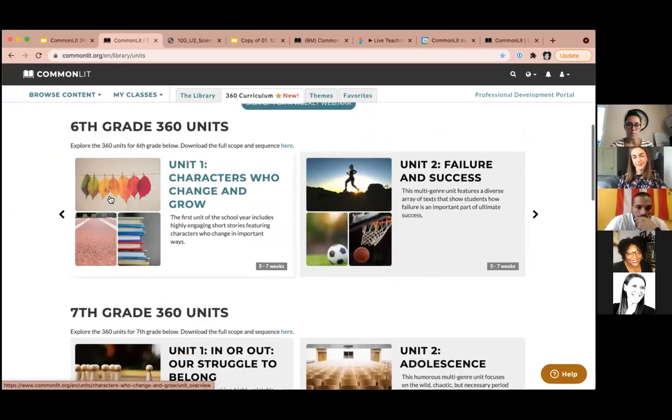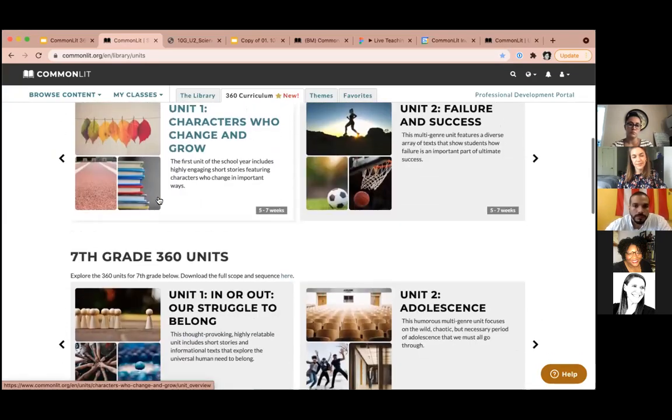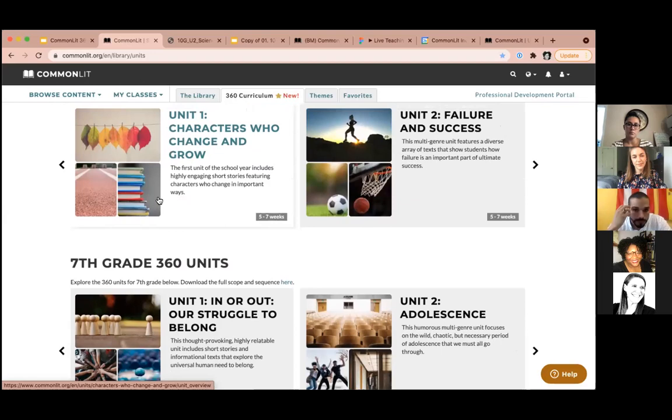So here we have in 6th grade, unit 1. So all of our unit 1s are focused on students building strong skills around short stories. And so students are really digging into literary devices and also literary elements and what does it mean to have a theme or know the theme of a text. In 6th grade, unit 1 is looking at characters who grow and change. And so it's that idea of like a character who learns something very important over the course of a text.